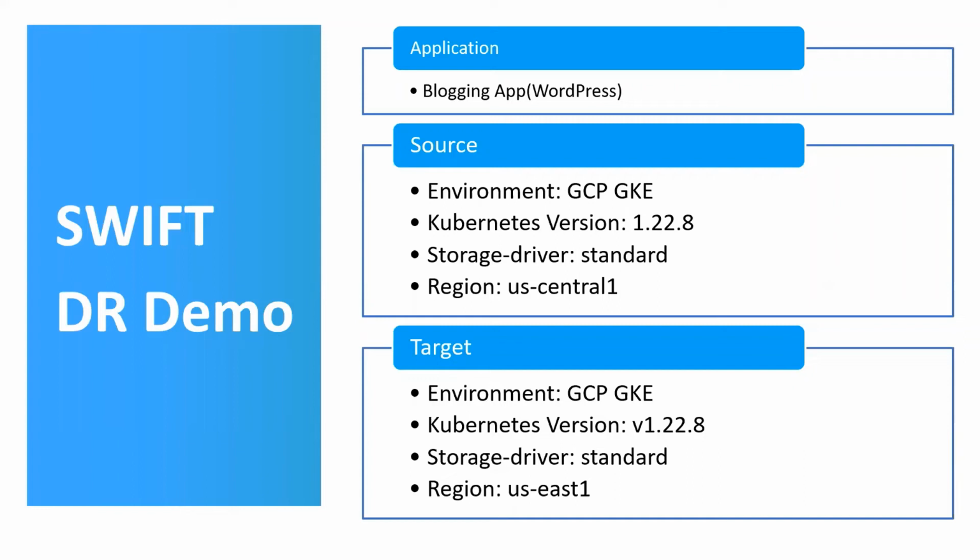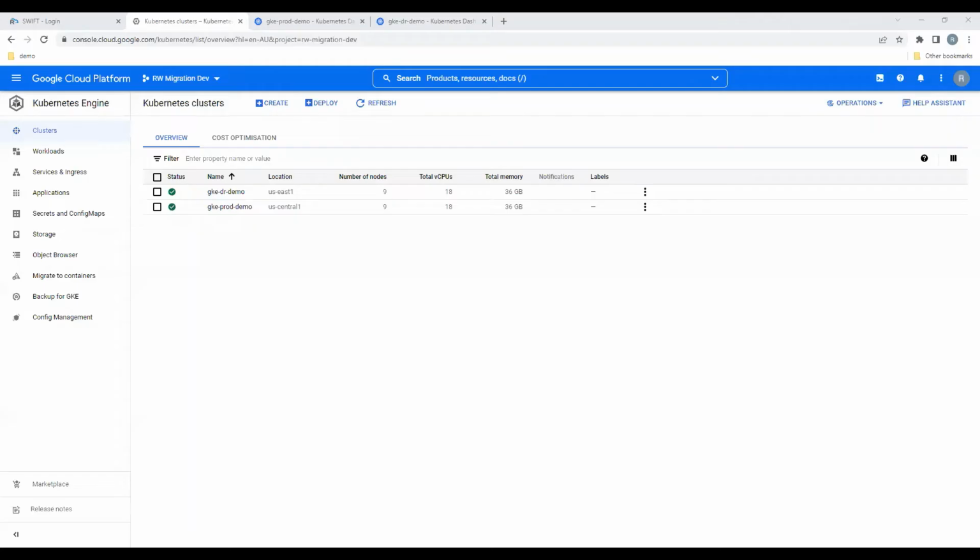In this demo, we will see how to set up a DR for the application deployed on GCP GKE. Our source production cluster is deployed in the US Central 1 region, and our DR site cluster is deployed in the US East 1 region. Let's look at the source and target environment. These are the two clusters created for this demo.